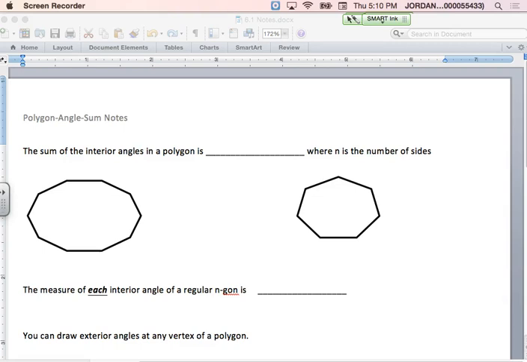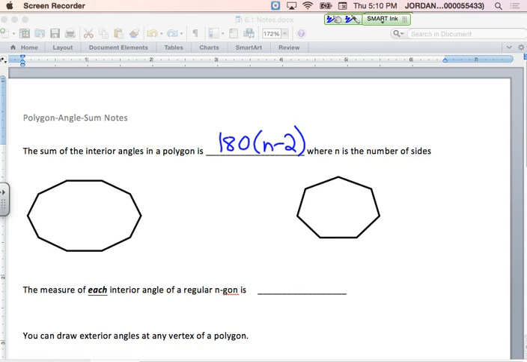Alright guys, so we've got a short video today on the Polygon Angle Sum Theorem. The theorem tells us that the sum of the interior angles, that means the angles on the inside, of a polygon is going to be 180 times n minus 2, where n is the number of sides of the polygon.